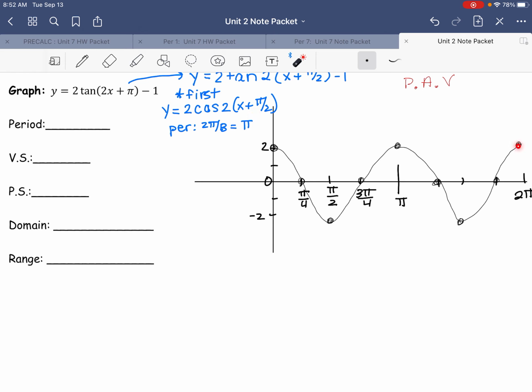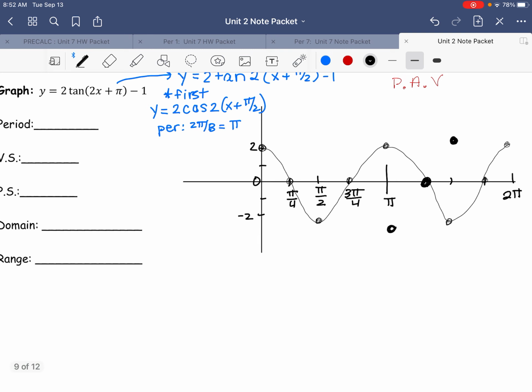So I'm going to take this old point over here on the right and scoot it to the left 2. So now it's over here. Now it's over here. This guy's moving to the left 2. Every point needs to go to the left 2. Don't move any vertical shifts yet. And fill in the rest of the pattern.